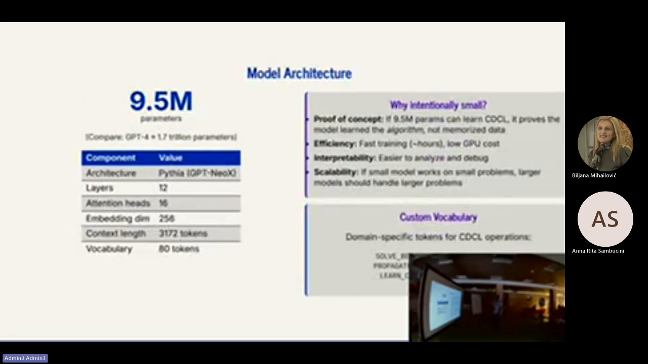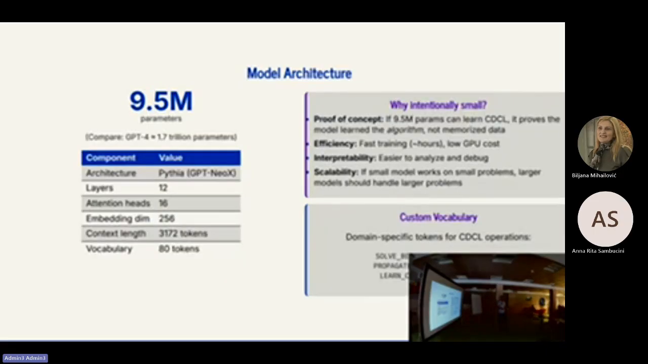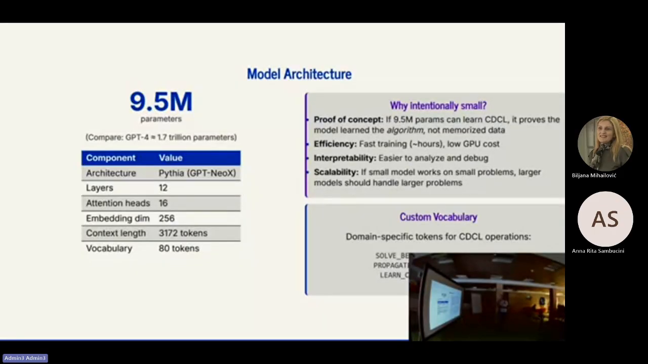So now I'm going to talk about the model architecture. We use GPT-NeoX with 12 layers and 16 attention heads. This is a very small model, about 9 million parameters, and it is basically 1,000 times smaller than GPT-4. As I said, we use domain-specific tokens, and we use this small model because we would like to iterate fast during our research. The training time is about 2 hours.